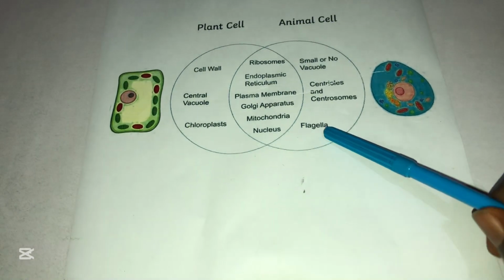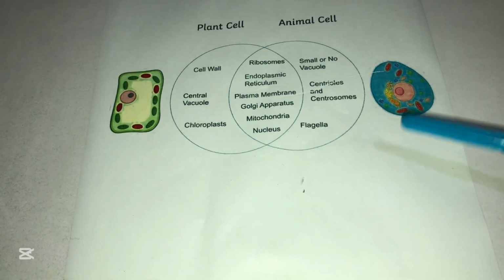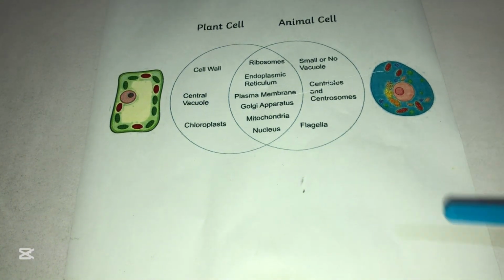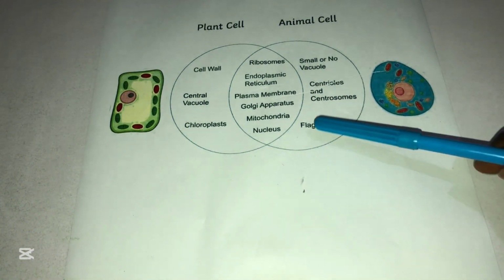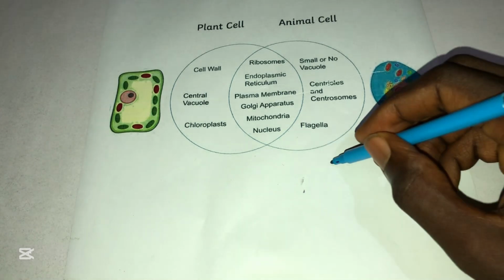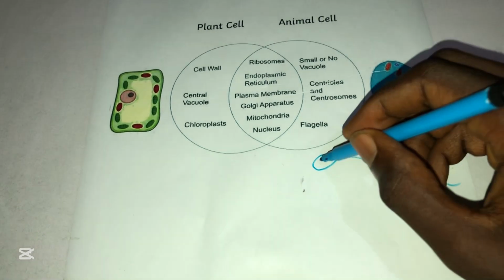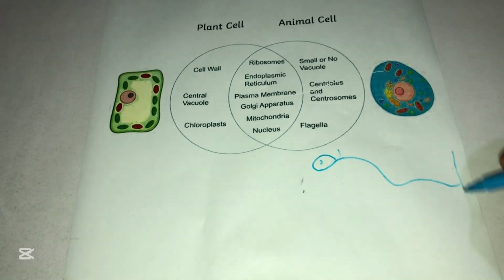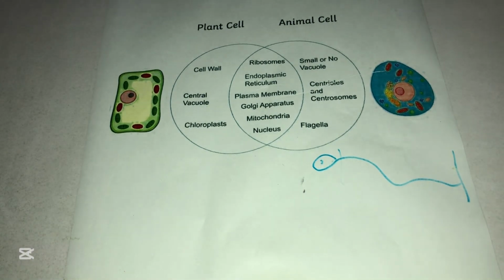And then flagella. Some animal cells have flagella. Flagella is just like an appendage that enables cells to move, like the sperm cell. You know, the sperm cell has a flagellum like this. So the flagellum is this appendage, this structure that enables the cell to move, to swim.